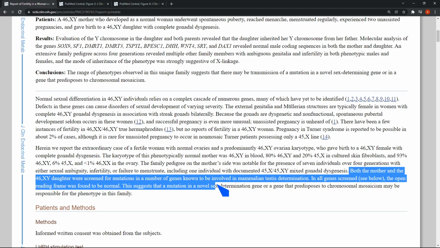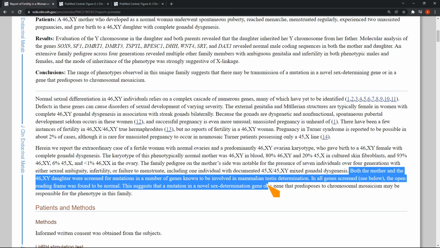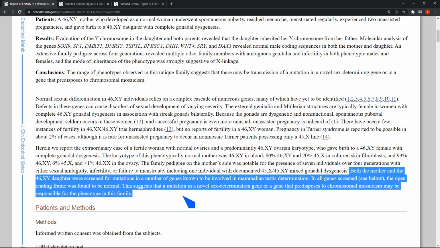Both the mother and the 46XY daughter were screened for mutations in a number of genes known to be involved in mammalian testes determination. In all genes screened below, the open reading frame was found to be normal. This suggests that a mutation in a novel sex determination gene or a gene that predisposes to chromosomal mosaicism may be responsible for the phenotype in this family.